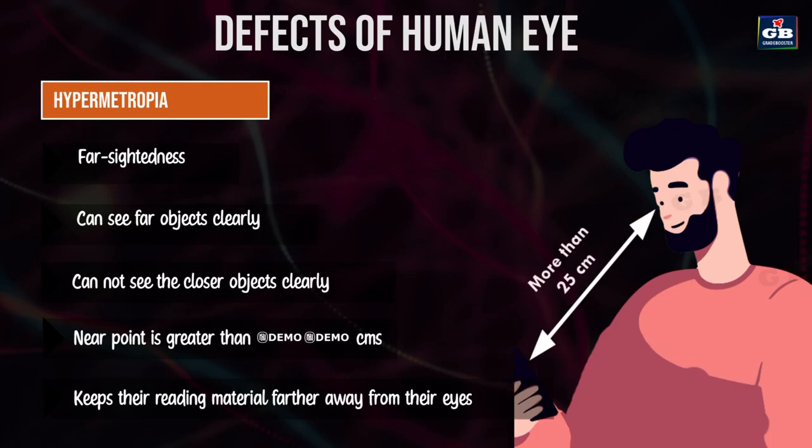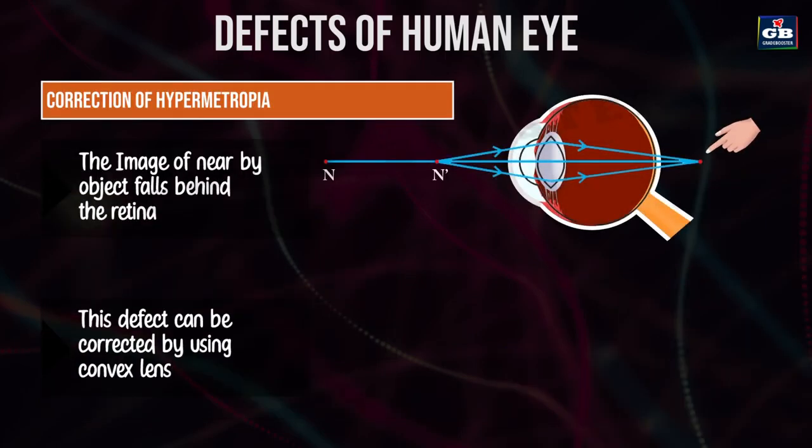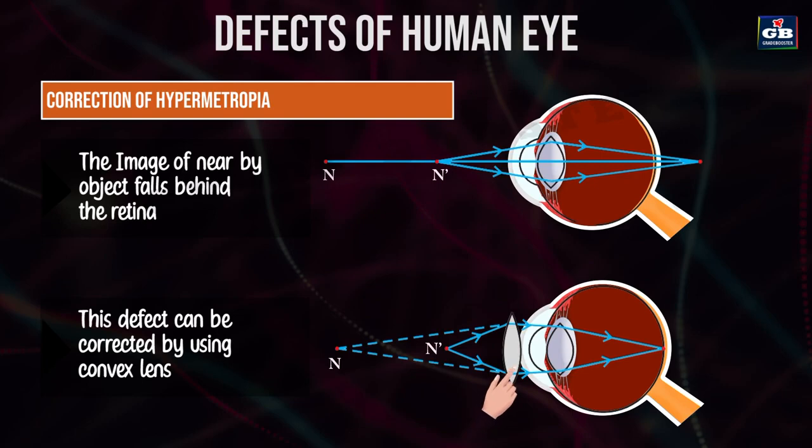This is because the light rays from the close-by objects are focused at a point behind the retina. Then how can this be corrected? This can be corrected by using a convex lens. It makes the image fall on the retina, so the myopic person can see the nearby objects clearly.